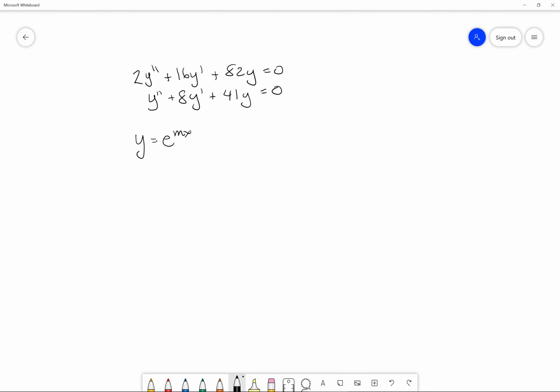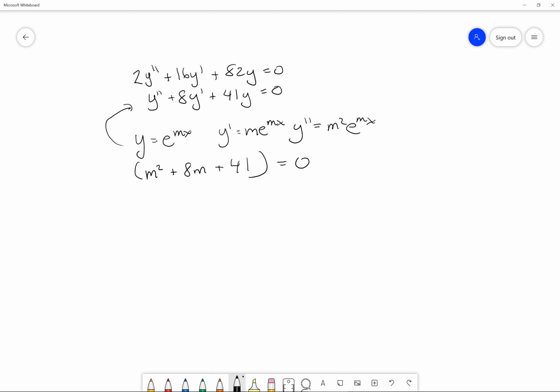So that means, again, y prime is m e to the mx, and y double prime is m squared e to the mx. Now if we sub this into the differential equation and factor out e to the mx, we get our characteristic polynomial. Wherever I see y double prime, I put m squared, plus 8. Wherever I see y prime, I put m. And wherever I see y, I just put 41. We would have had the e to the mx and equal to 0 when we subbed into the differential equation.